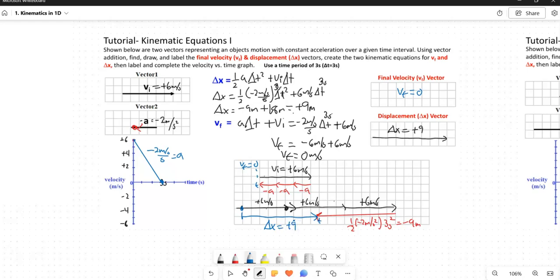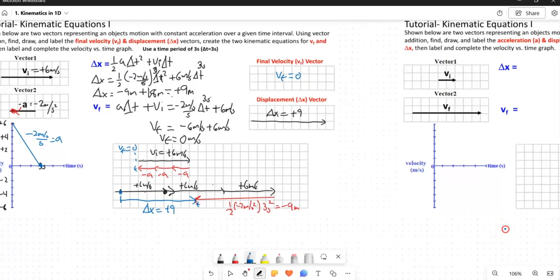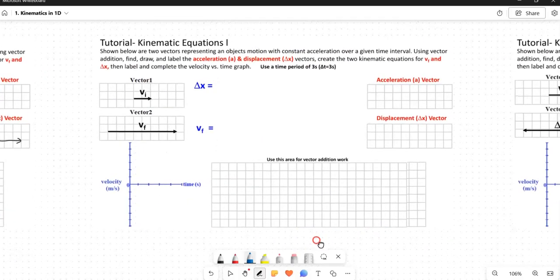So that's how you could do these problems without just doing equations and then writing the vectors over here. You can do it just with your displacement vectors here. Okay? All right. Let's go on to another one.